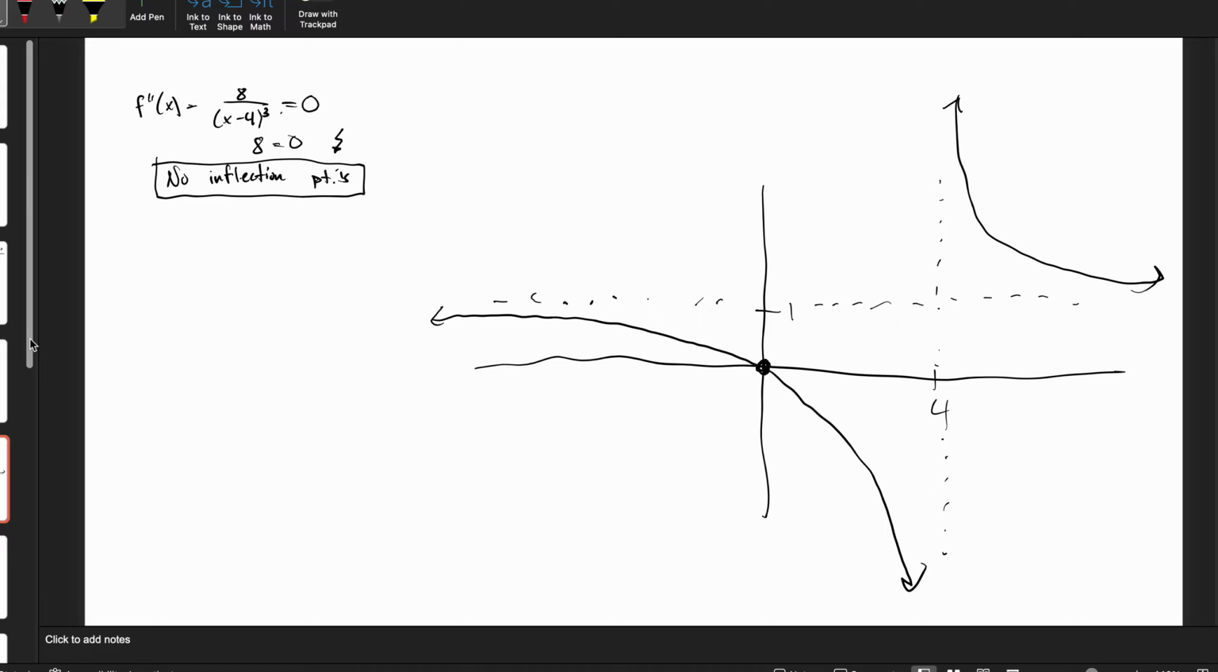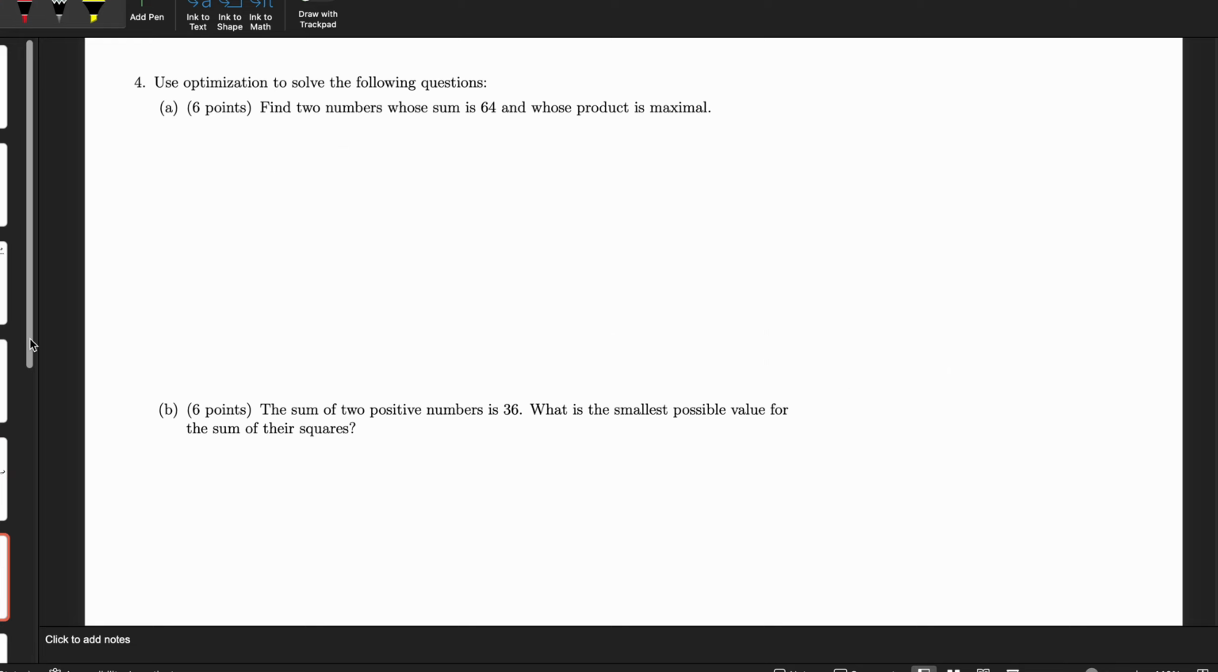Okay, so that was number 1 and 2. We said we were going to skip 3 because that's material that you're not responsible for. So let's go on to number 4. Find two numbers whose sum is 64 and whose product is maximal. Well, we did examples like this in class. Two numbers whose sum is 64. You know, we give these a name. So I'm going to name them x and y, and we know that x plus y is 64. And we want to maximize their product.